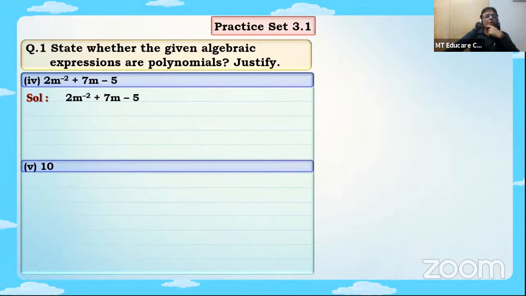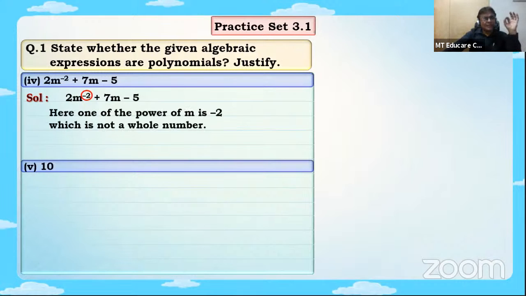Look at the first term, look at the second term, look at the third term. Look at the powers of m. You have to check the power of m. First term is m raised to minus 2. Now if one of the powers is not a whole number, no need to check the next power. No need to check further. You directly tell them that here one of the powers of m is minus 2, which is not a whole number. Therefore, the given expression is not a polynomial. Understood? Okay. Now let us go to the next one.